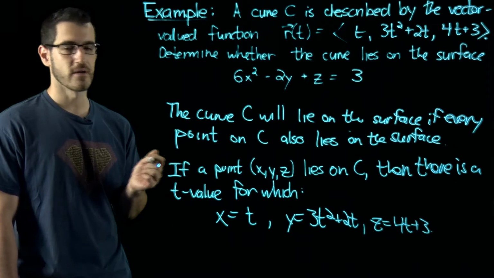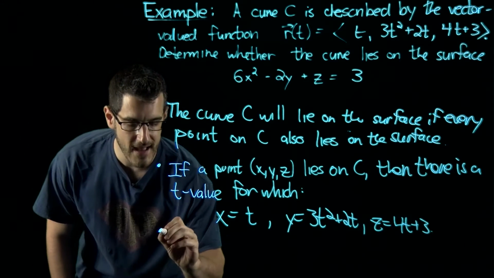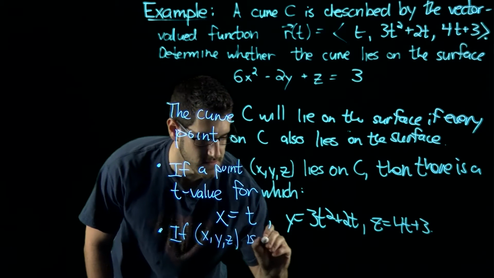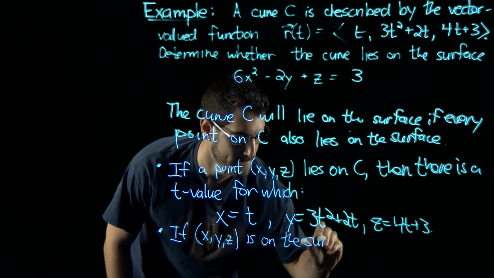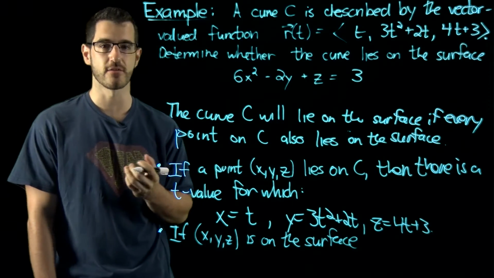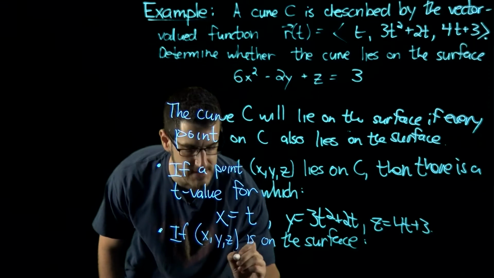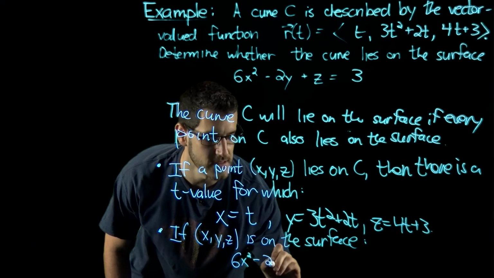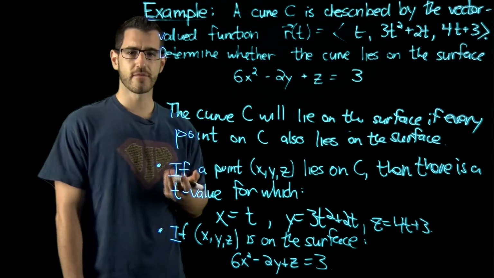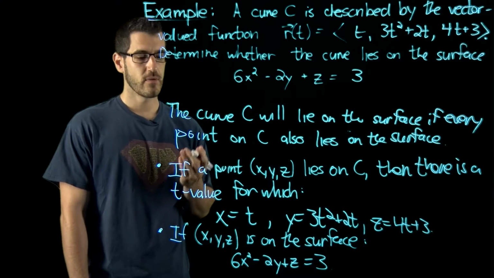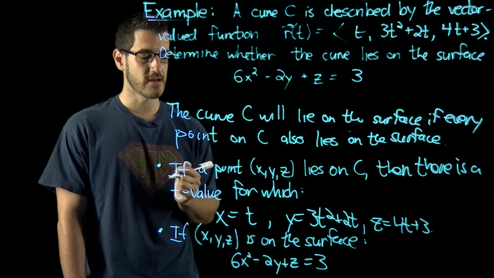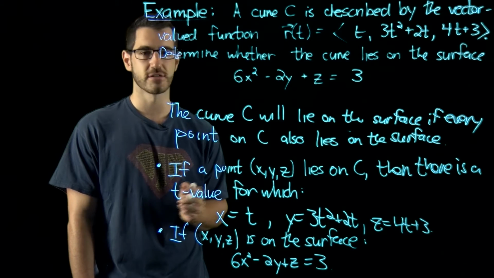What does it mean for the point to be on the surface? Well, it means that if xyz is on the surface, then we also have an additional relationship between the x, y, and z coordinates. We know that 6x squared minus 2y plus z is equal to 3. So in order for this to lie on both, we know that x, y, and z can be expressed in terms of t, and that also x, y, and z are subject to the relationship given by the surface.